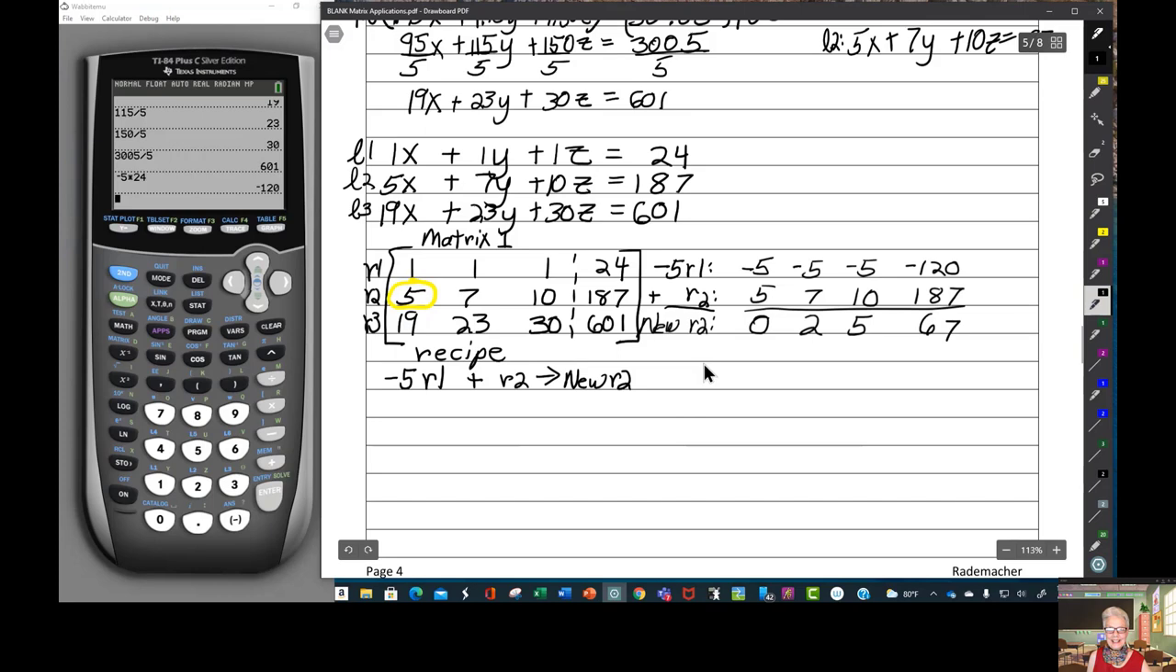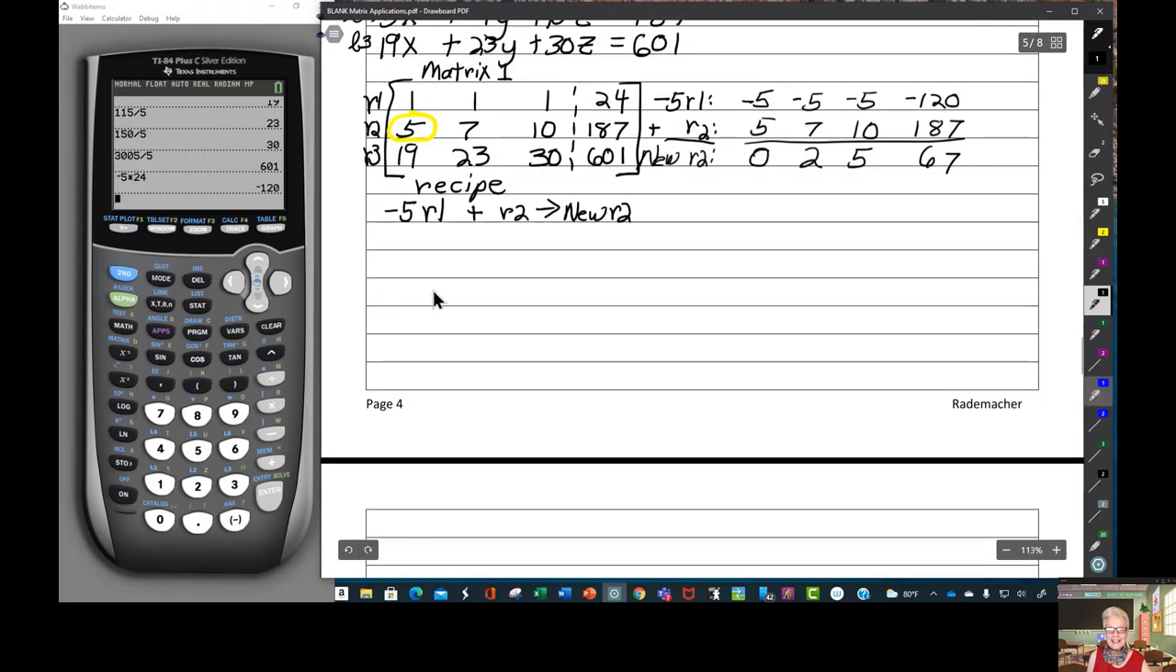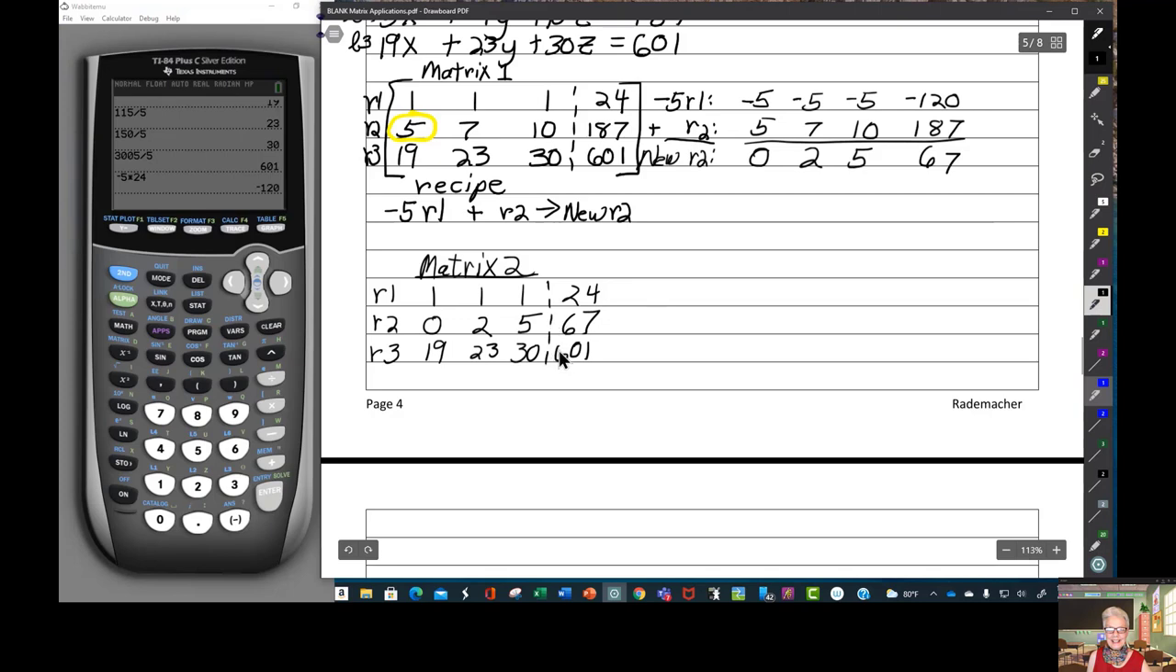Okay. So now I go down and I make matrix 2, and I do have room. That's wonderful. So matrix 2. Row 1, row 2, row 3. The new row 2 is 0, 2, 5, 67. Row 1 and row 3 stay the same. 1, 1, 1, 24. And 19, 23, 30, 601.